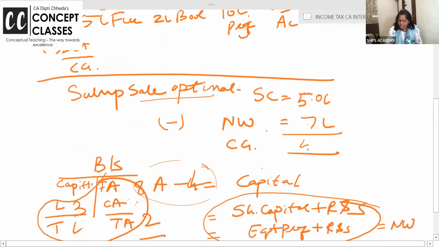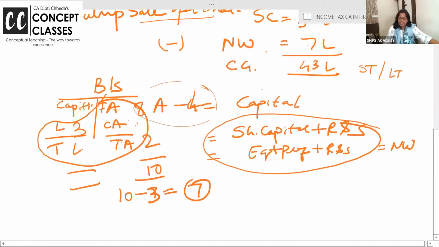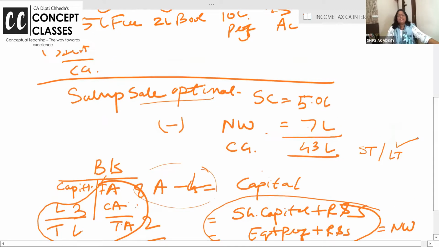So what is the capital gain? 43 lakhs. Now the question is, ma'am, would 43 lakhs be short term or long term? This will depend on the age of the asset. I have transferred to you, dear students, all my assets, my fixed assets, my current assets. If any of the assets is held for more than 2 years, or land and building or non-listed shares for more than 3 years, in my balance sheet, if a single asset is long term, then the whole capital gain is long term. Otherwise, it is short term. So generally, if you calculate slump sale, it will be long term.